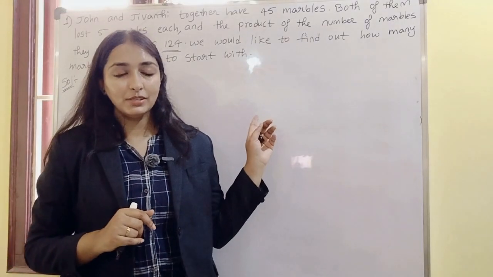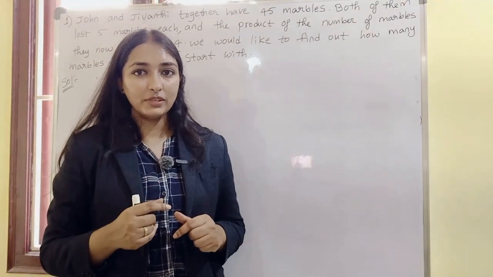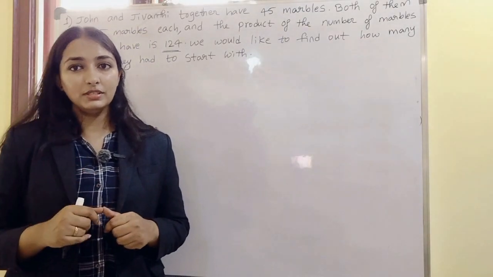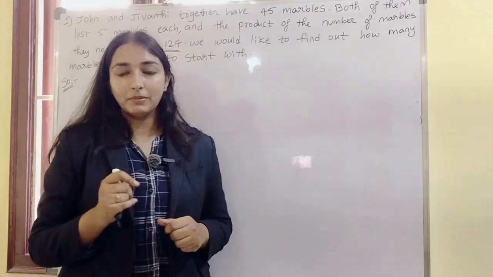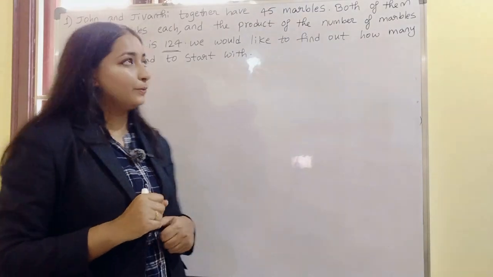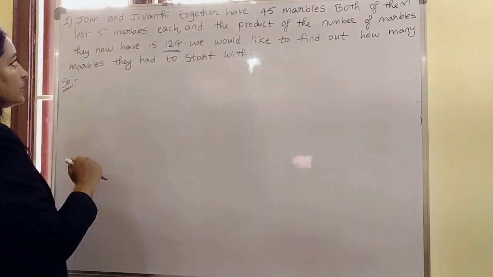So this is the question. We have to express the given question in the form of a quadratic equation, that is ax square plus bx plus c is equal to 0. Okay, first let us understand the question.